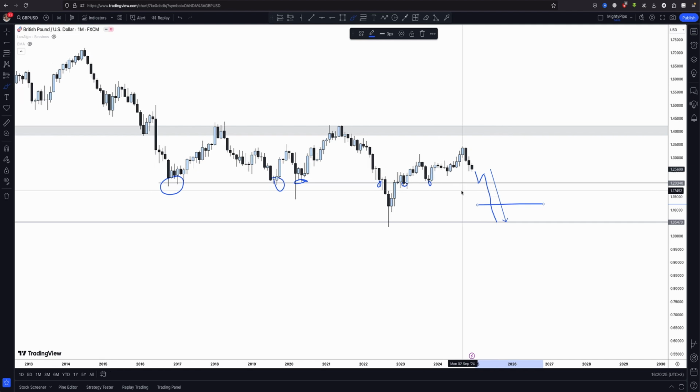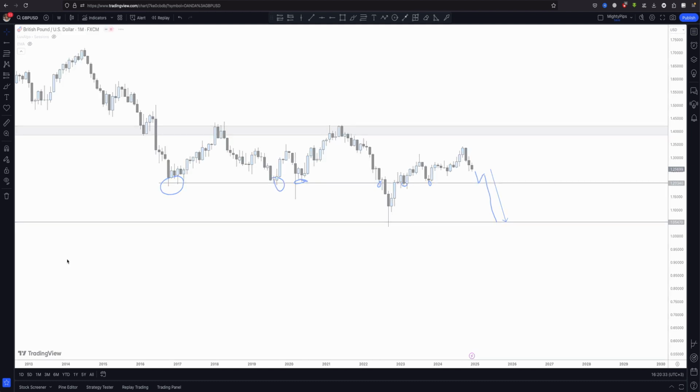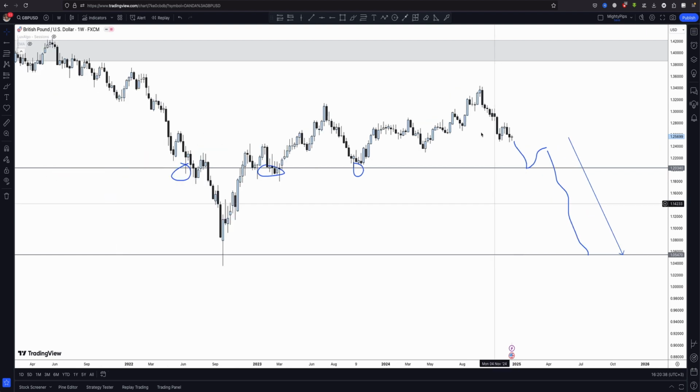So GBPUSD, I'm expecting it to push lower. Now let's go down to its weekly chart so that we can see if we can refine. You can see on the weekly chart it's been going down. It's also broken some small trend line right here. Okay, it's broken that trend line.